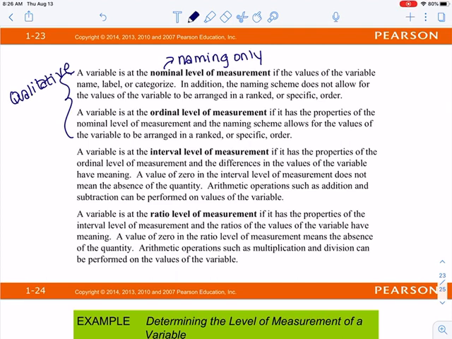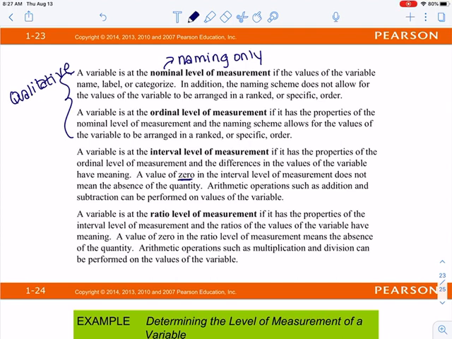So an example of something that would be an interval level of measurement might be temperature. Okay, we can make sense out of differences in temperature. In other words, I can say 70 degrees is 10 degrees warmer than 60 degrees. So again, you're making sense out of that number there. But here, the value of 0 doesn't mean the absence of something.